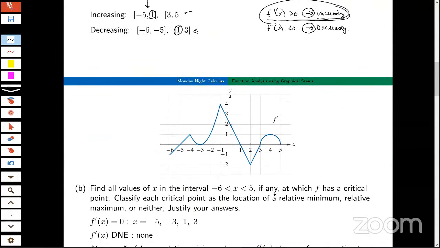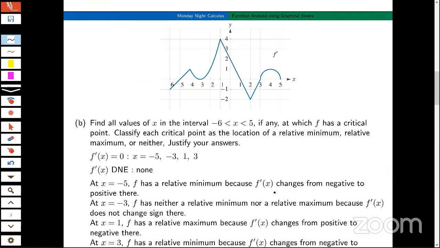Okay, let's take a look at part B. Now, what I've done is I've reproduced this graph here in all of these, and I'm sorry, there's a lot of words at the bottom here, but we won't have to go through all of these. This is another classic question on an AP exam. Let's find all the values of x in this open interval. I'm going to circle that for a second. If there are any at which f has a critical point, and let's classify each critical point as a relative minimum, relative maximum, or neither.